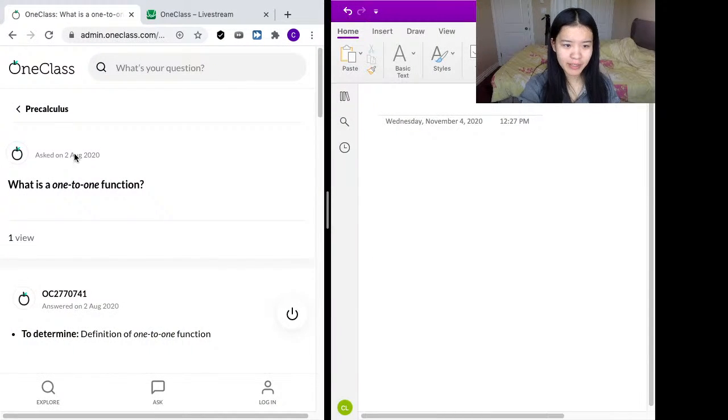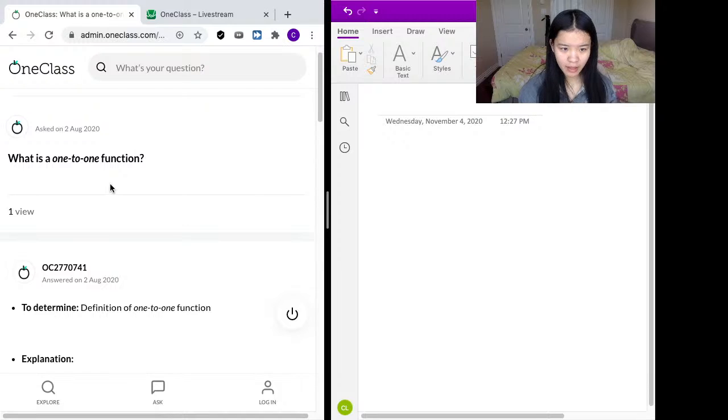Our first question is, what is a one-to-one function? Let me try to switch screen. Okay, the first question is, what is a one-to-one function? This is a conceptual question.